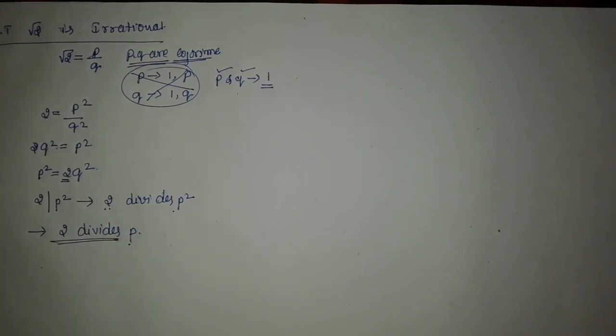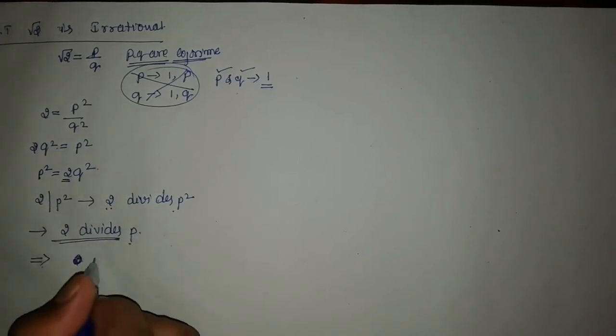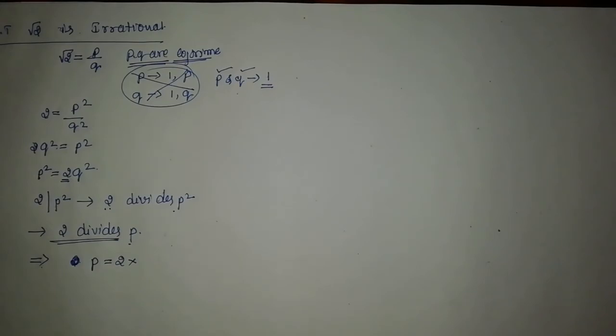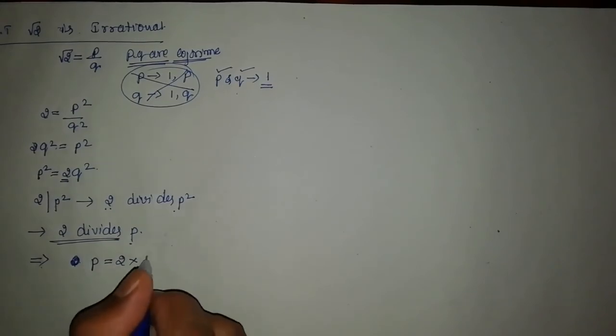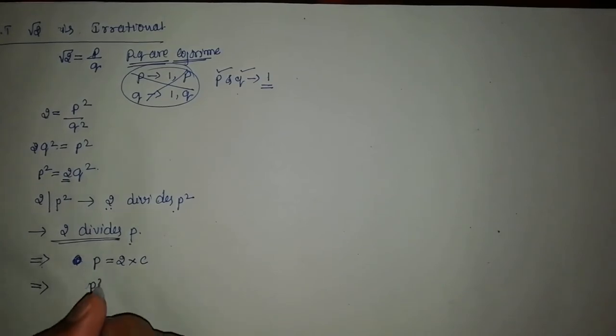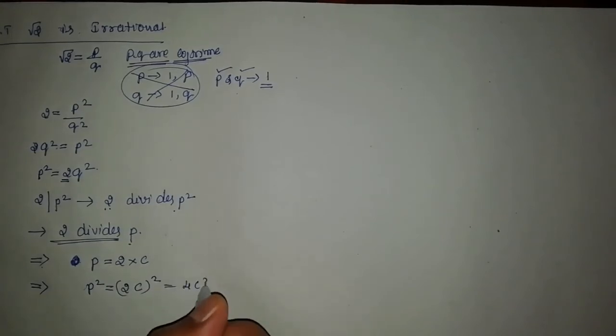In the same sense, you can also show it like this. If 2 divides p, you can write p is equal to 2 into some number. You can take any number. I'm going to consider c. Now I'm going to square this: p square is equal to 2c whole square. Then this will become 2 square, 4, and then c square.